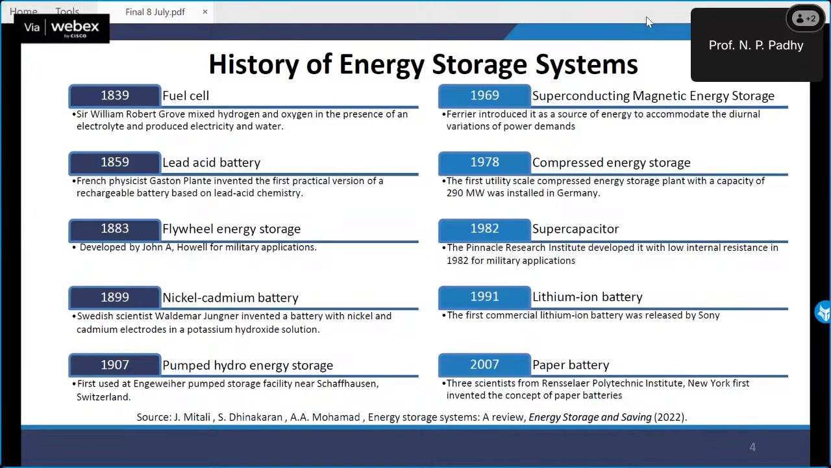After 1991, almost everyone in the world started using lithium-ion. It has many merits. And the first commercial lithium-ion battery was released by Sony.